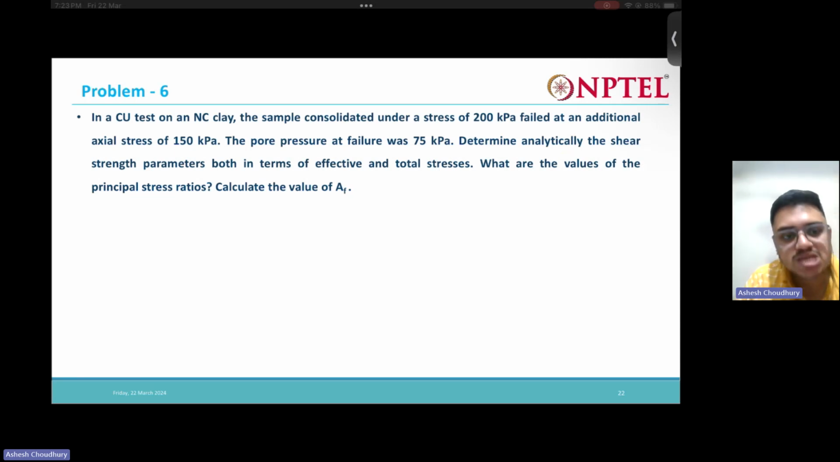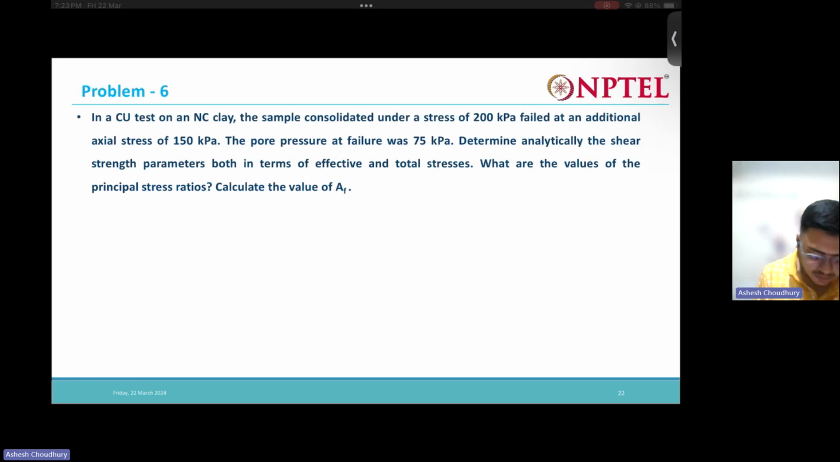What are the values of the principal stress ratios, that is sigma 1 by sigma 3? You need to find that out and calculate the value of the pore water pressure parameter A at failure. All this stuff you need to do. Okay, so let us first write the given data. What are all the data that is given to you? Let us write all this first.